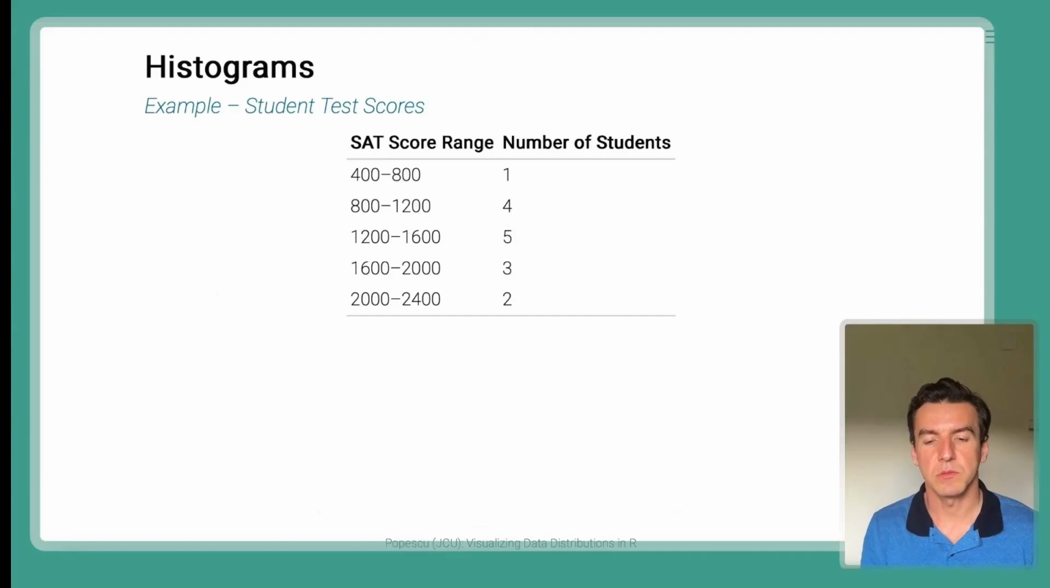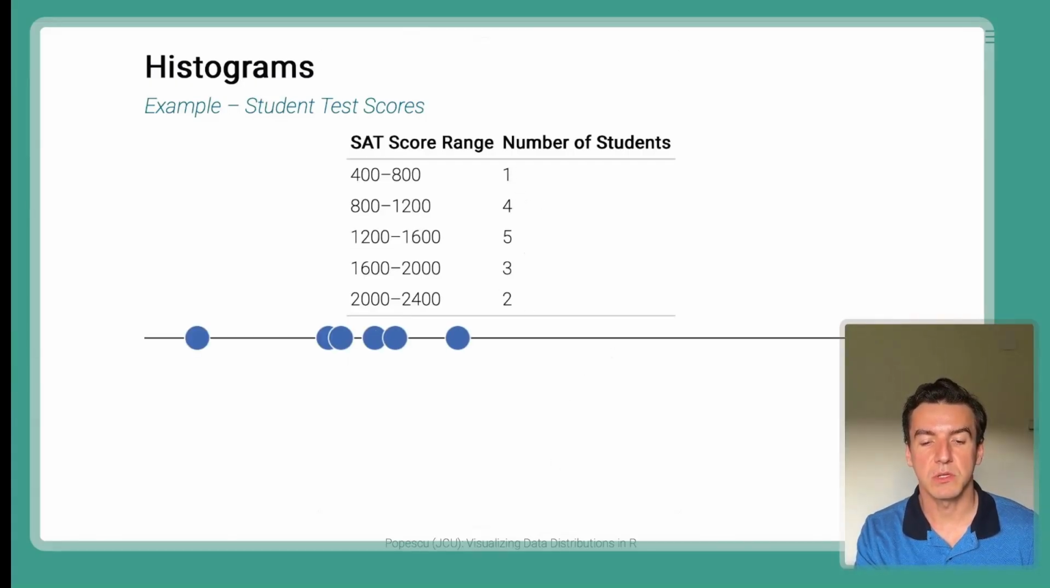So before we delve into the life expectancy and urbanization data sets, let's imagine we have SAT scores. So let's imagine we have one student that has scored somewhere between 400 and 800. We have four students that scored between 800 and 1200. We have five students that scored between 1200 and 1600, and so on and so forth. So we have a number of students that have these scores.